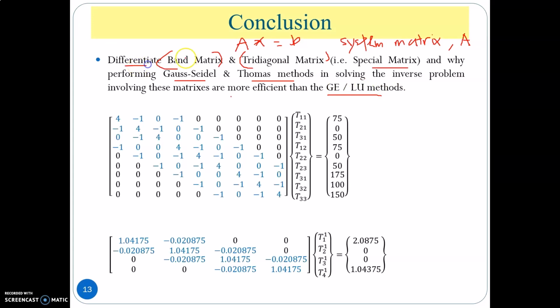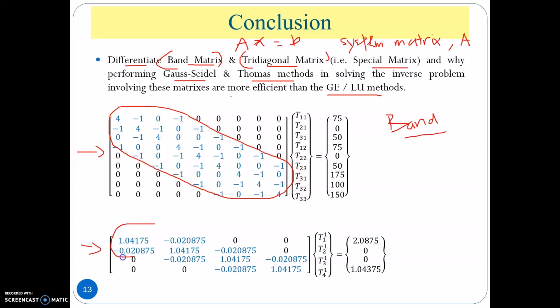You must know how to differentiate between the band matrix and also the tri-diagonal matrix. So for these two examples, both of them are band matrix. This is because this matrix has non-zero at the diagonal components here, as well as this matrix. Therefore, both of them are band matrix. So for band matrix, we recommend to use the Gauss Seidel to solve it, as the Gauss Seidel method is more efficient compared to the Gauss elimination as well as the LU decomposition.